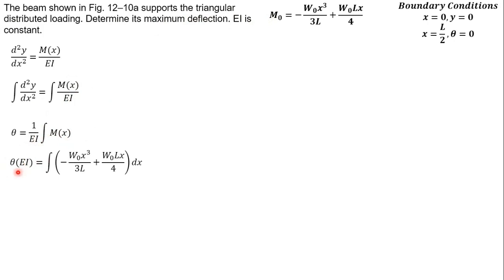So theta times EI is equals to the integral of the moment function natin, which is the integral of negative W sub 0 x cubed divided by 3L plus W sub 0 Lx over 4 quantity dx. So dito, wag niyo kakalimutan yung plus C natin lagi kapag nag-integrate tayo.